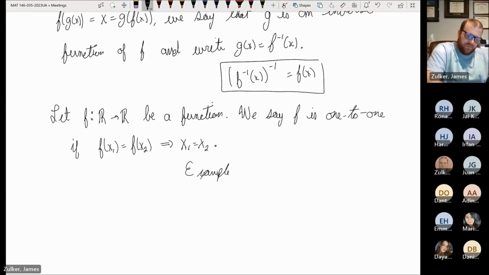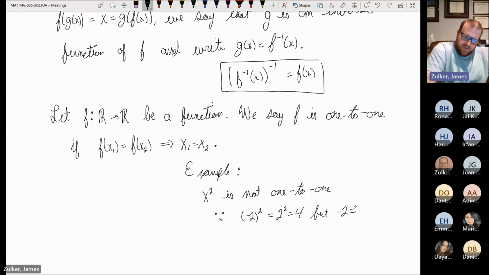All right. So for example, x squared would not be 1 to 1 because both negative 2 squared and 2 squared is 4, but negative 2 and 2 are not the same, right? So in other words, 4 has two elements that map to it, specifically both negative 2 and positive 2.